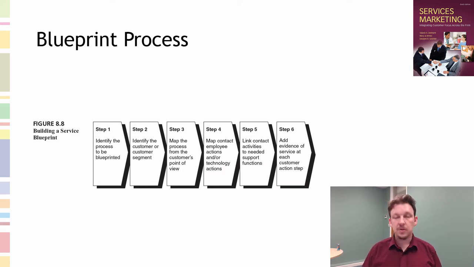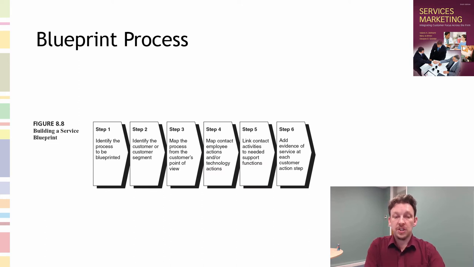Okay, somebody wants to order from us over the phone. Let's do the phone calls. We'll do a different blueprint for sending a text. We'll do a different blueprint for using the phone application, a different blueprint for the website application. So you've got to identify your process. You then want to look at your customer. So you could do multiple blueprints, one for each customer segment. And this is why segmentation is so important in services. You then want to map this from the customer's point of view. And this is where you're going to use market research techniques like secret shoppers or observational research.